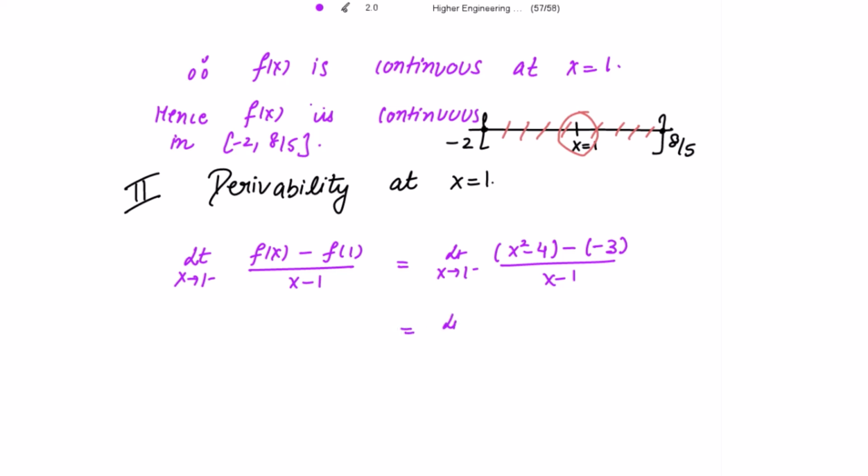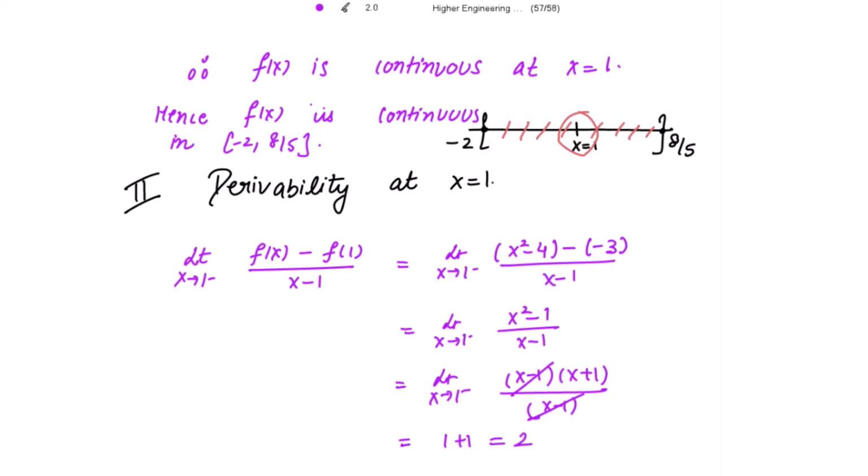So this is equal to limit x tends to 1 negative of x² − 4 + 3, that is x² − 1, divided by x − 1. We can factorize the numerator as (x − 1)(x + 1) divided by x − 1. These two cancel out, and now putting the limit x equal to 1, we get 1 + 1, that is equal to 2. So we are getting the left-hand derivative to be equal to 2.